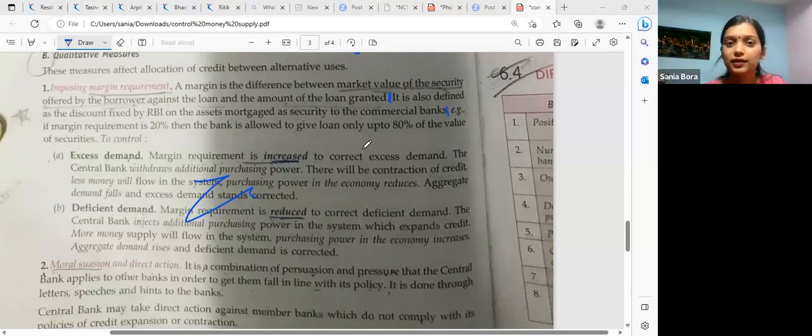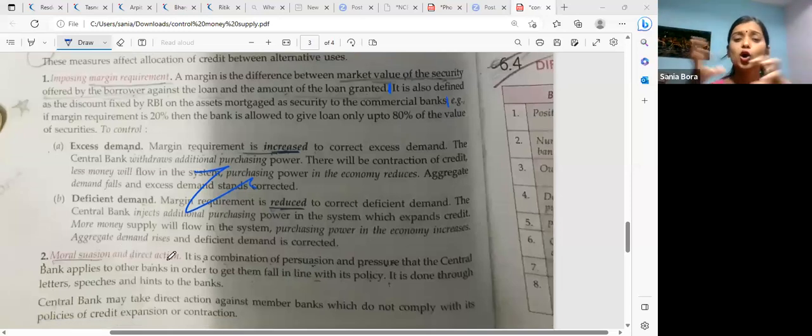And then clear, Ritika, first part? Yes, ma'am. Now, moral suasion and the direct action is basically a combination of pressure and persuasion. So, over here, what happens? The central bank pressurizes, basically moral suasion and all that pressure.